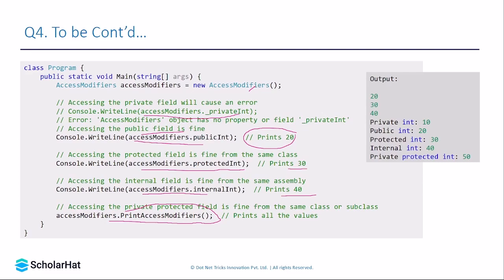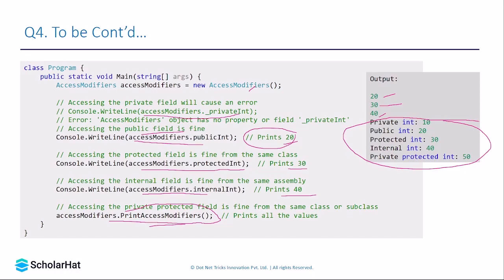Let's understand the output of this particular implementation. You can see that the first output is 20, which is the public int. The second is 30, which is protected int. The third is 40, which is internal int. And then we are calling this method, print access modifier, which is printing all the different lines of statements that we have written inside this method. So this is how the access modifier can be used in C# programming.